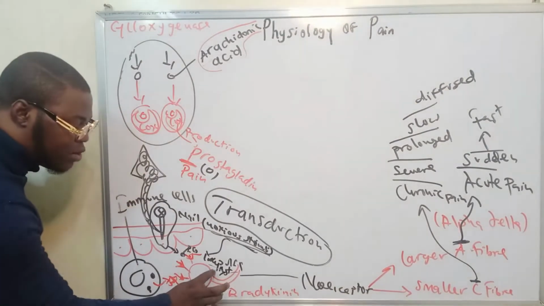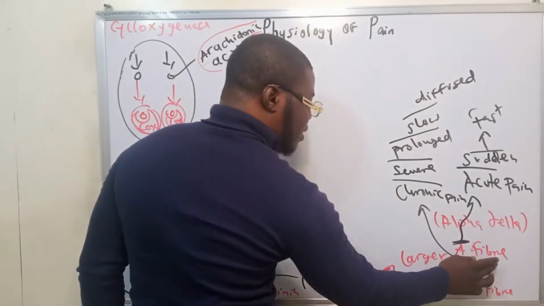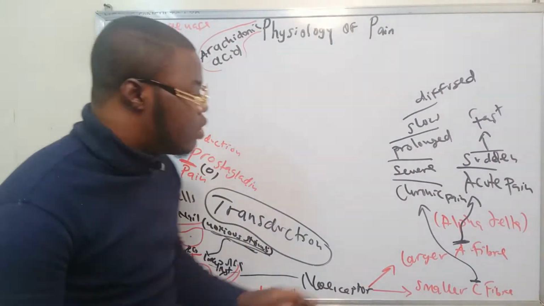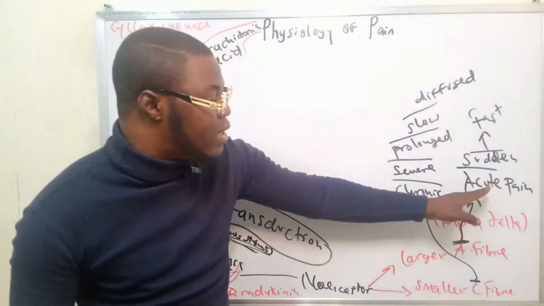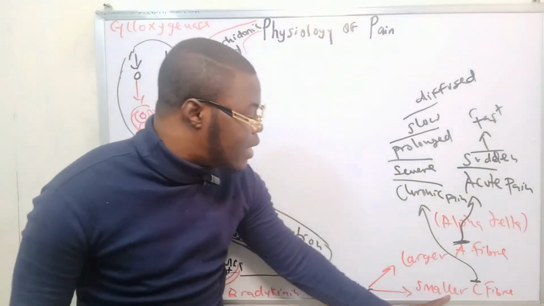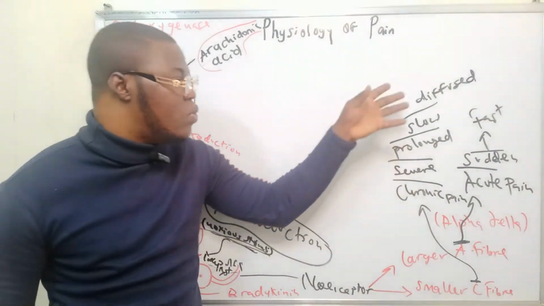Nociceptors. And we have two types of these nociceptors. We said the first one is called the larger A fiber, and the second one is called the smaller C fiber. And then we said the larger A fiber carries what? Acute pain, which is sudden and fast. An example is needle prick. And then the smaller C fiber, they carry what? They carry chronic pain, which is severe, prolonged, slow, and diffused.